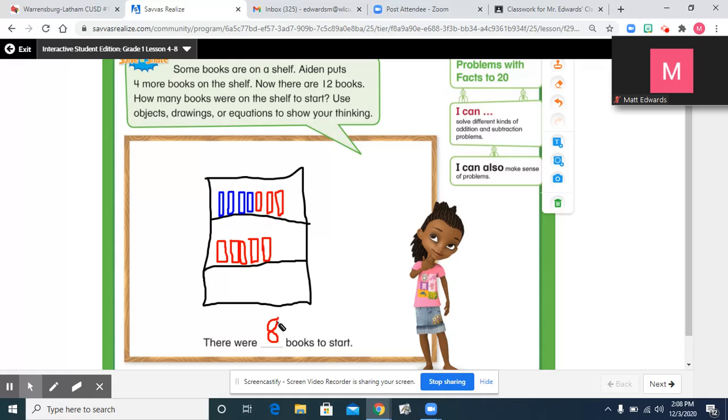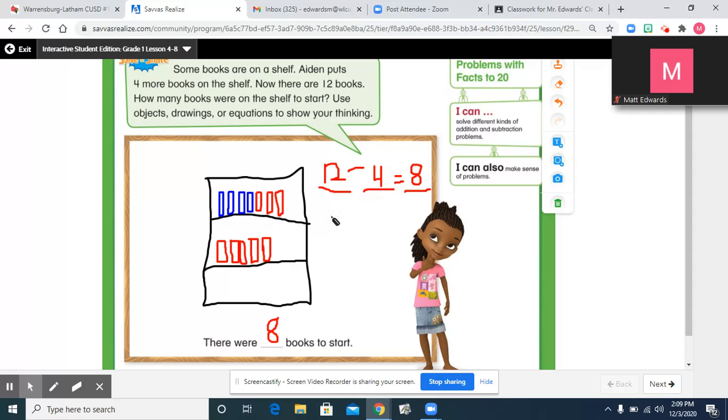So 8 is our answer. Now you could do an equation if you wanted to. Blank, blank equals blank. And there's a number of ways that you can do it. You could do a subtraction equation. Start with the biggest number, 12, minus the 4 that he added on. And if you use your number line to do 12 minus 4, it would equal 8.